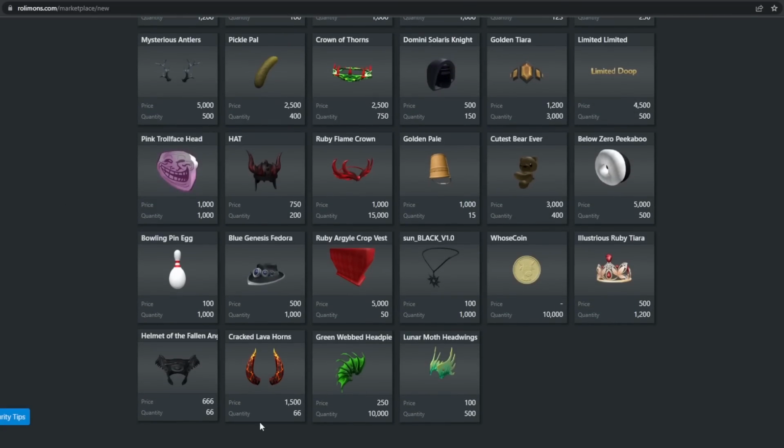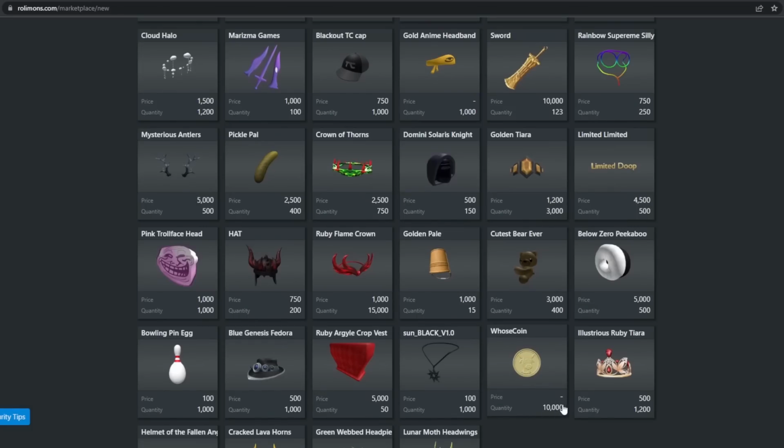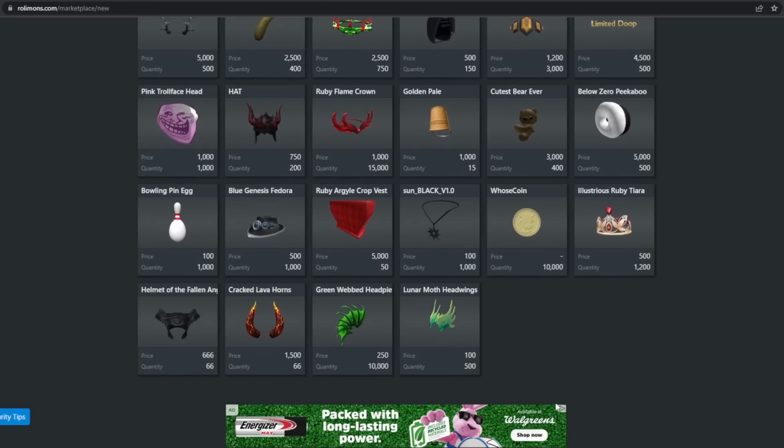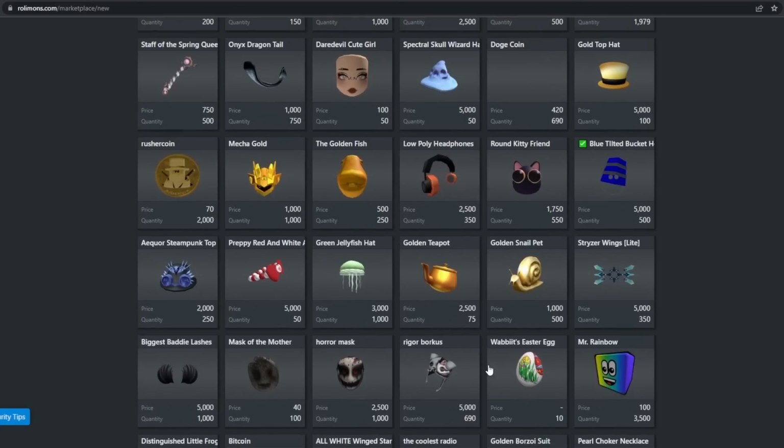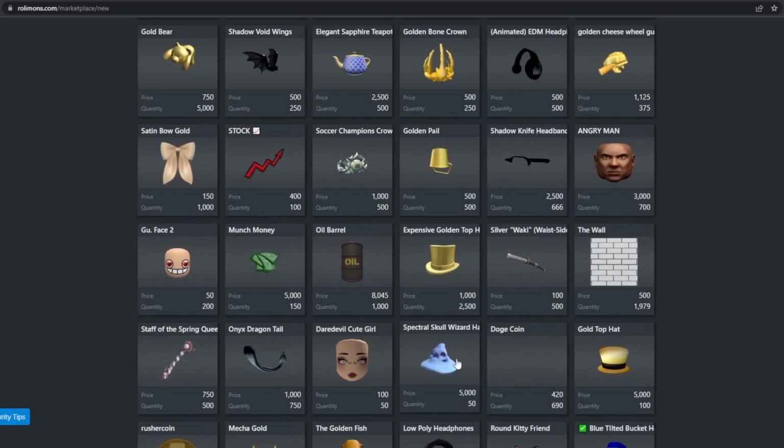I mean, some of them are cool because some of them are free, so there'll be free Robux, which is kind of cool. And there's some with low quantity, which I suppose is cool. And there are some cool items in here in general.